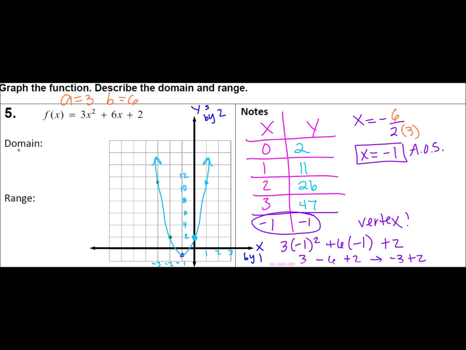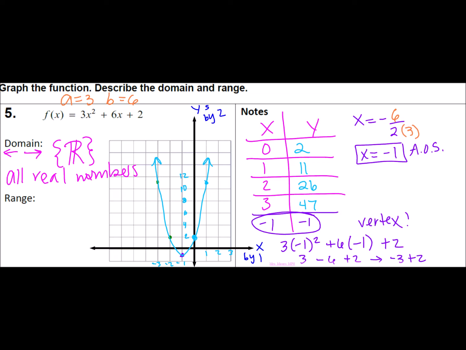So remember, domain goes left and it goes right. So how far left is this going to go, the parabola? Hopefully you can tell that it's going to go forever in the left direction and it's going to go right forever in the right direction. So we can say the set of all real numbers. All real numbers. Don't forget that. Oops. I can spell, I promise.